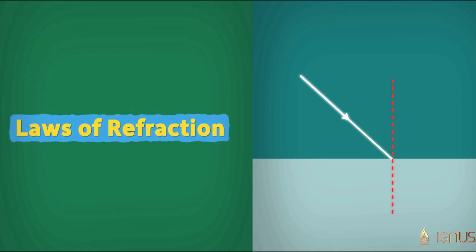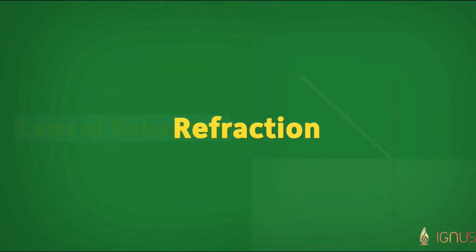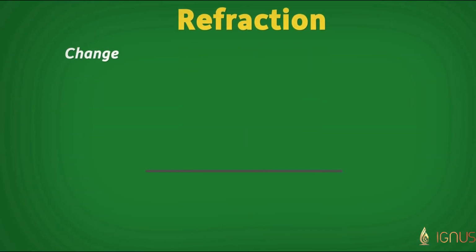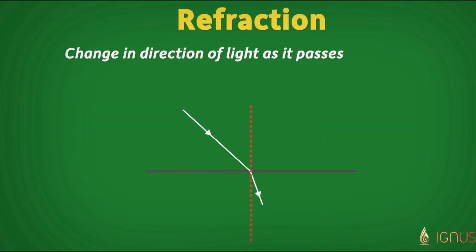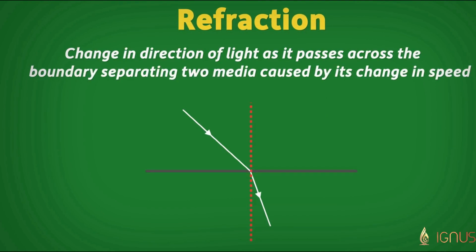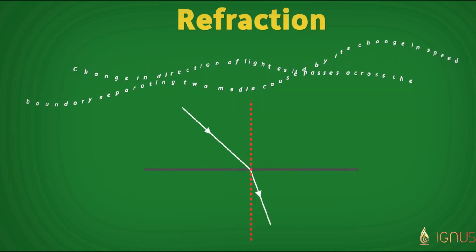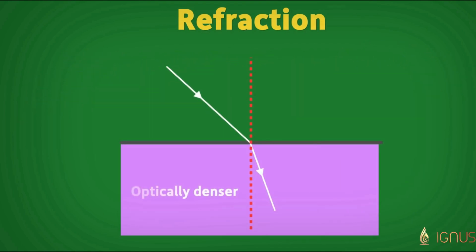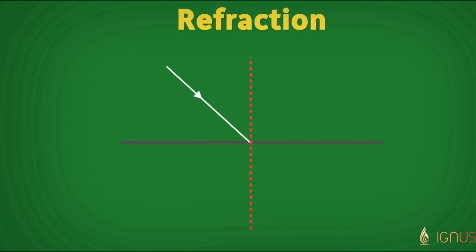Just like for reflection, there are laws for refraction. What is refraction? Refraction is a change in the direction of light as it passes across the boundary separating two media, caused by its change in speed. If the refractive medium is optically denser compared to the incident medium, then the refracted ray will bend towards the normal. If it is optically rarer, it will bend away from the normal.